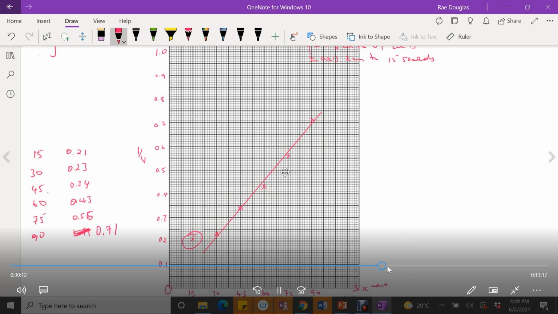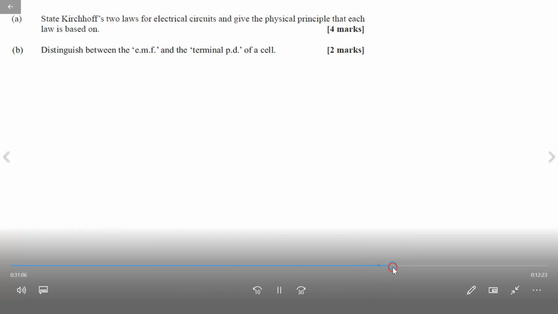Now, as I said, with this question, maybe there's another part to it. So you can go ahead and definitely check that out.